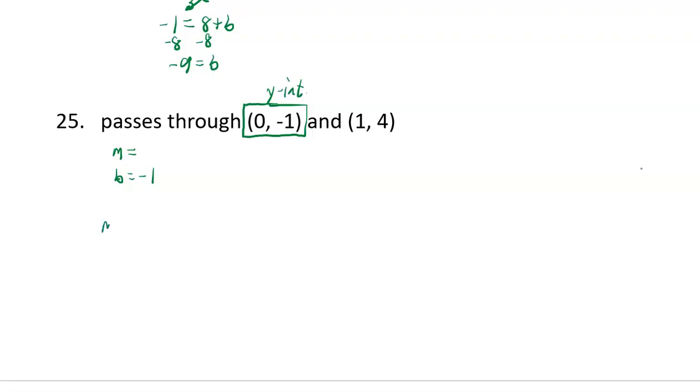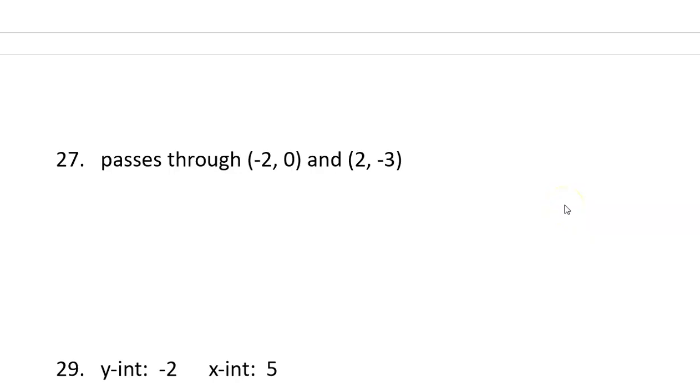So let's find m. To find m, how are the y-coordinates changing? From -1 to +4. It increased 5 units. How did the x-coordinates change? From 0 to 1. It increased 1 unit. So m is 5. We know the 2 values that we need to make the equation. Y equals 5x minus 1.